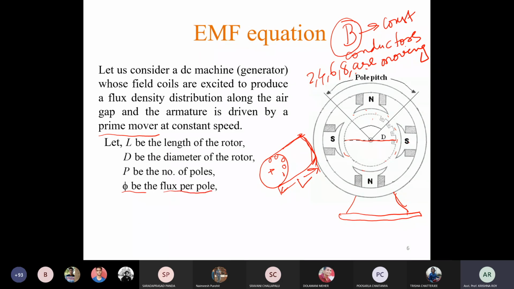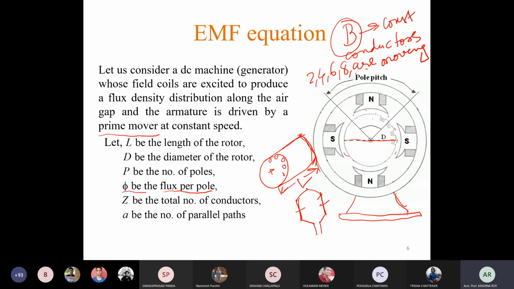That means flux produced by only one pole. And Z is the total number of conductors. That means in the armature, let us consider that there are total Z number of conductors. Actually there are different coils in the armature. So this is one type of coil, which is known as lap winding, and if this is a single turn coil, there are two sides. This is one side and this is one side. So this coil is having two conductors. So we are assuming that this machine is having Z number of conductors in total.